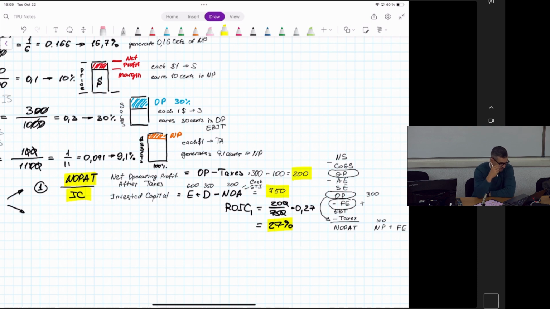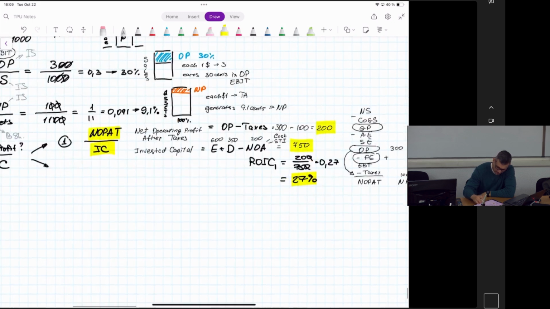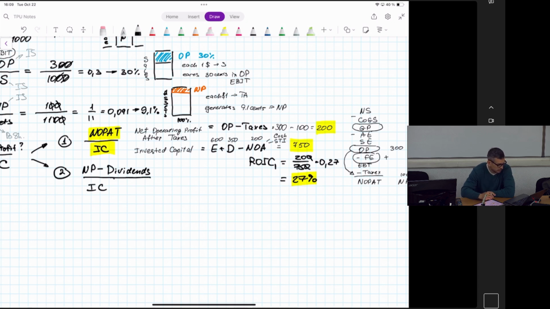The other way of calculating, and that's going to be number two. We use the same invested capital, but here we take the net profit and subtract the dividends. Net profit minus dividends gives us this ratio. Okay?